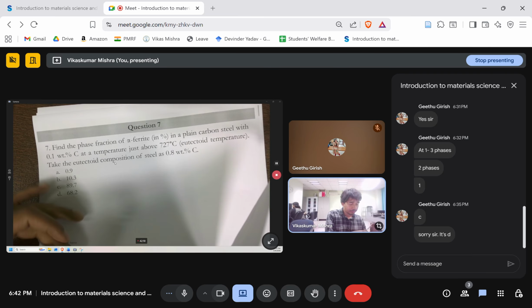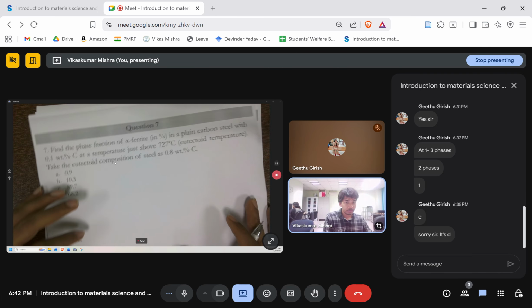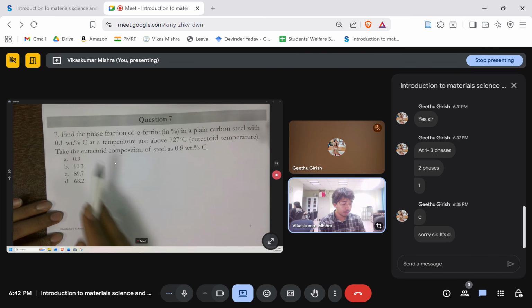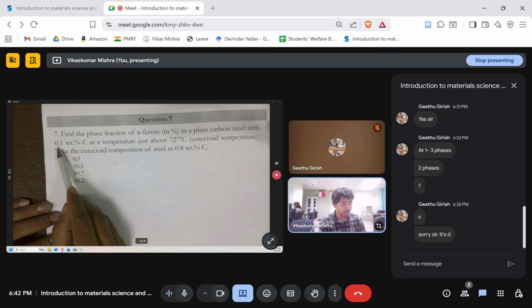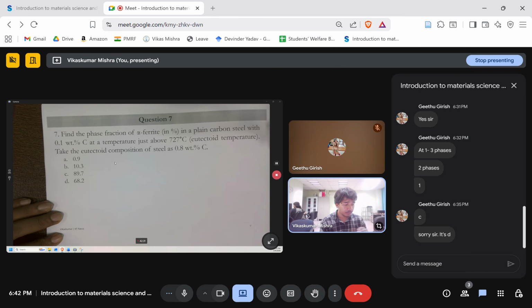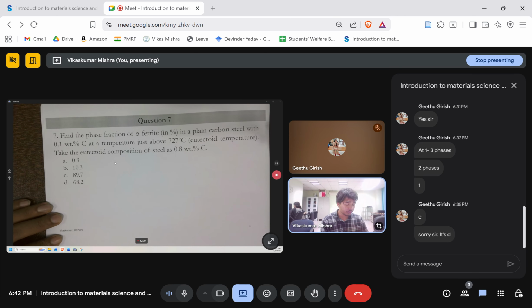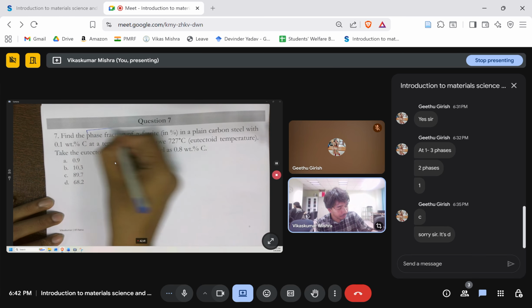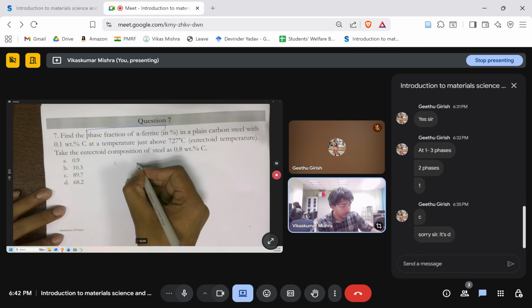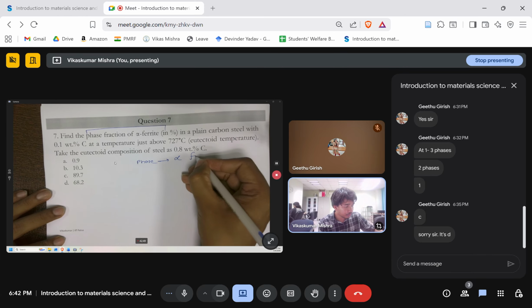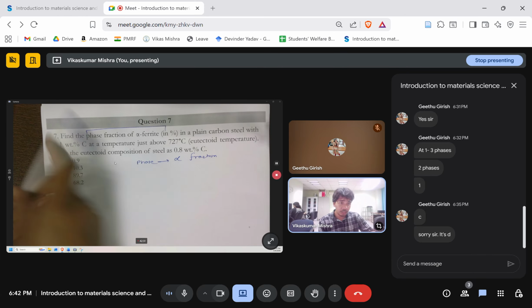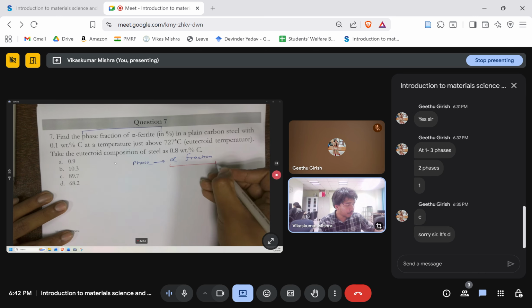If any doubt, let me know. Let's move ahead. This is the question number 7. Find the phase fraction of the alpha ferrite in a plain carbon steel with 0.1 weight % carbon, at the temperature just below this. Take the eutectoid composition of a steel as 0.8. This is what we have to find, the fraction of the alpha phase. So we have a phase which is alpha and we want to find its fraction. It's very clear to us that we have to apply the lever rule.